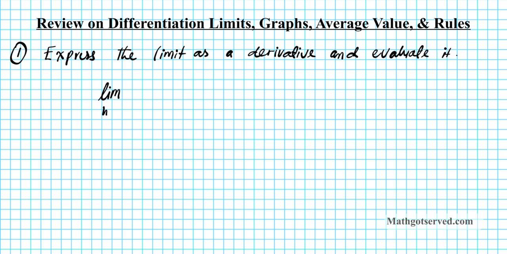as h approaches 0 of 2 raised to the 2 times negative 1 plus h, minus 1/4. And this entire thing divided by h. Okay. Now, what is this in derivative form?